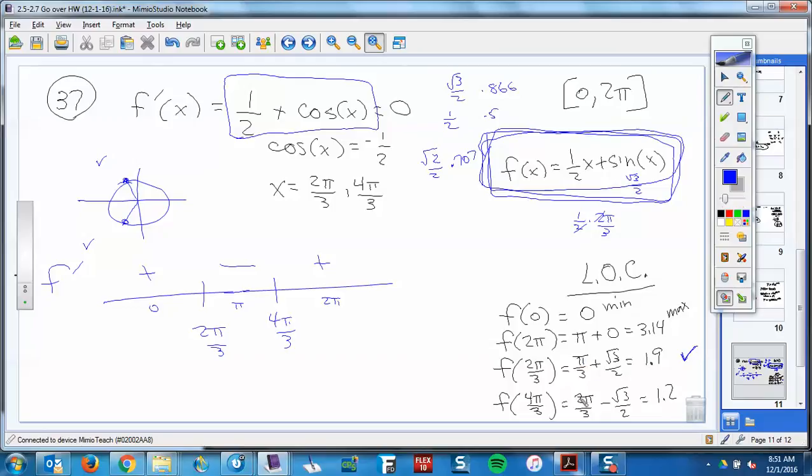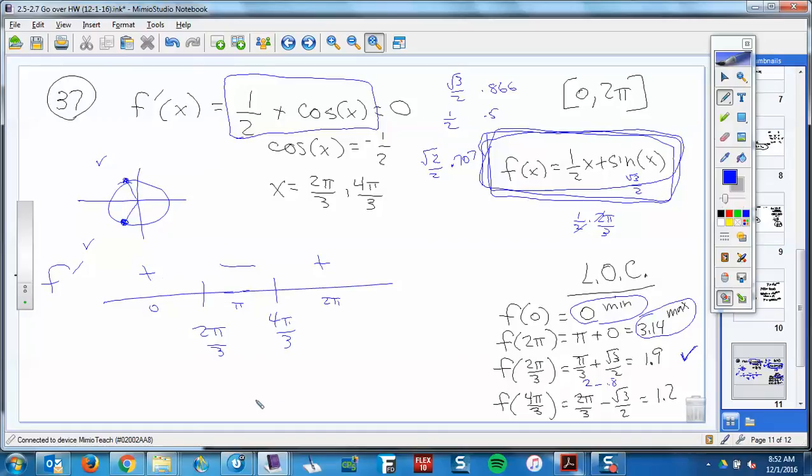That's all I need. And then 4 pi thirds, you take half of that, well, that'd be 2 pi thirds. And then sine of 4 pi thirds, that's down here in this quadrant, so it'd be negative root 3 over 2. So this is 2 pi, which is about 6. 6 divided by 3 is about 2. So this is about 2 take away about 0.8. So it's about 1.2. Okay, well, clearly this one's the biggest, and this one's the littlest, which were my endpoints.